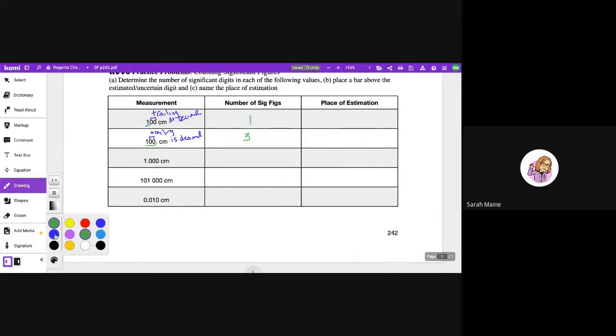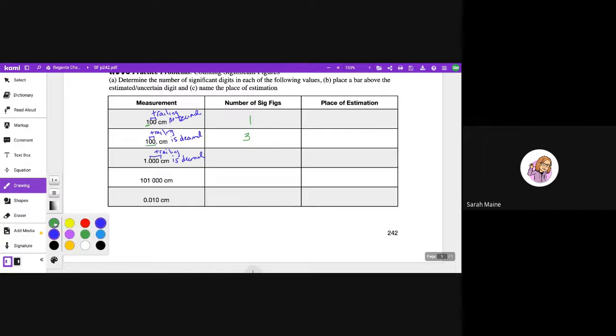Moving on to the next measurement. This next measurement, if I was just to read the value, I would say 1 centimeter. But in the way this value is written, there are these zeros, and they are to the right of the only non-zero digit. So once again, these are considered trailing zeros. Now, trailing zeros could be placeholders or they could be significant digits. It all depends on if there's a decimal showing in the number. And this one is 1.000. So they're trailing, but there is a decimal.